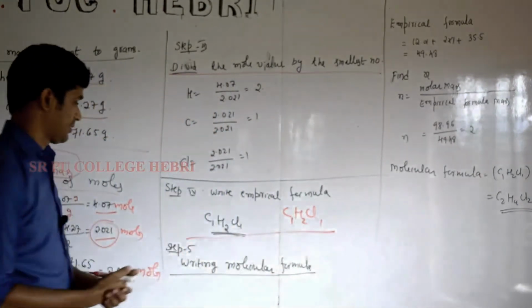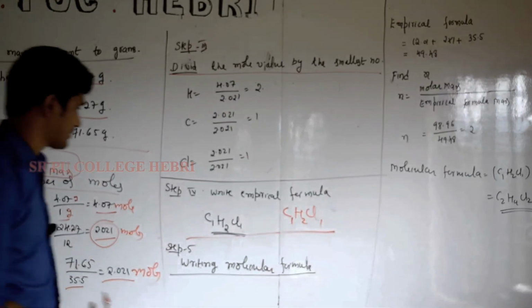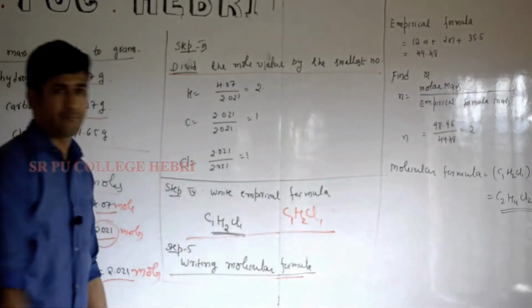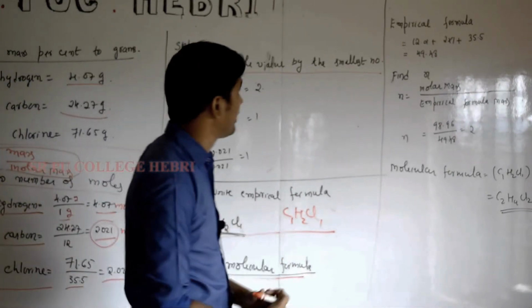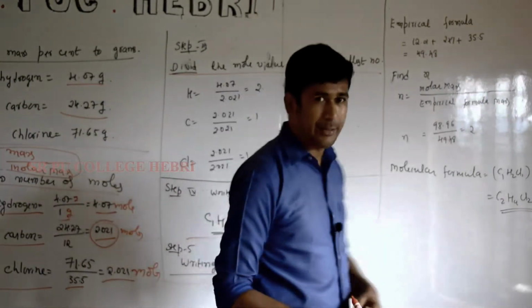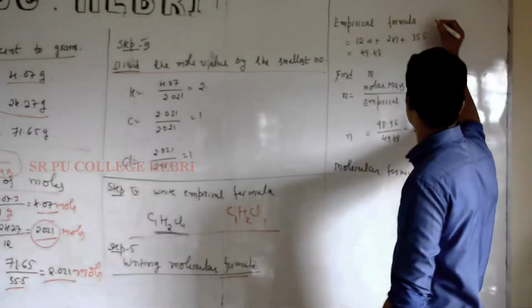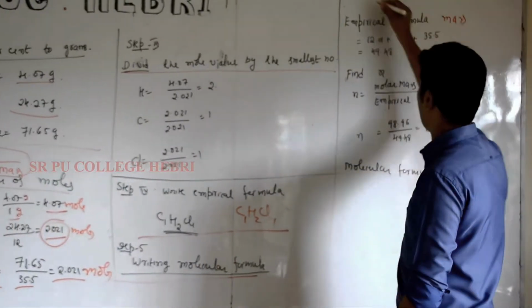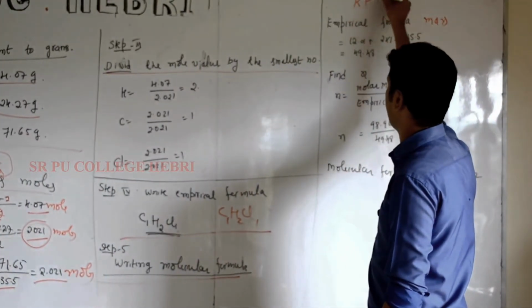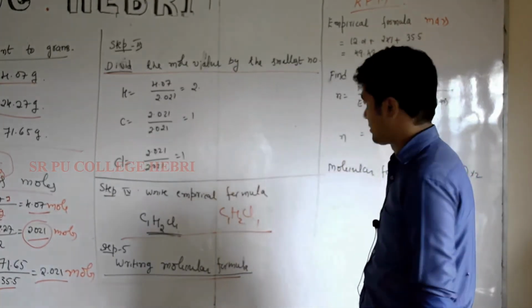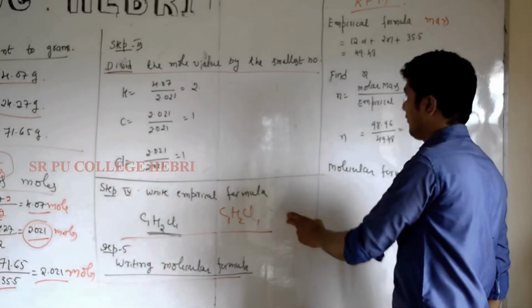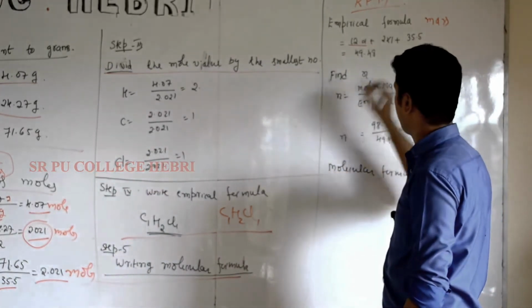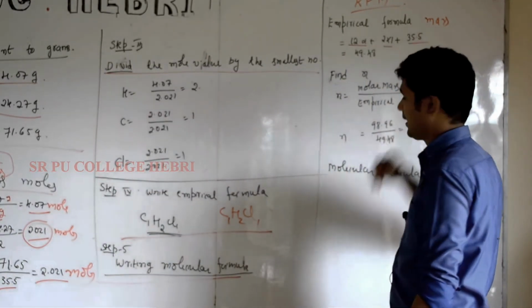Understood? Yes. The last step number 5 is writing the molecular formula. You have to find the molecular formula. How do you find? It involves 2 steps. First, you have to find the empirical formula mass, which is known as EFM. How do you find it? Empirical formula mass of C1H2Cl1: 12.01 plus 2 into 1 plus 35.5.